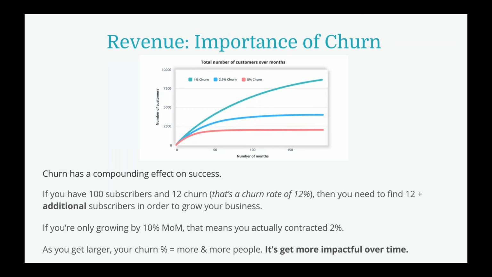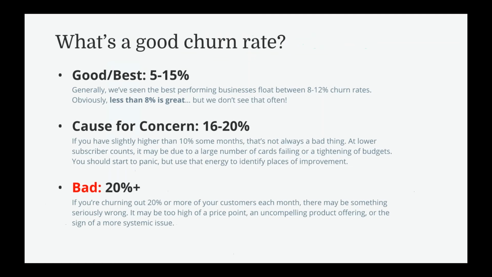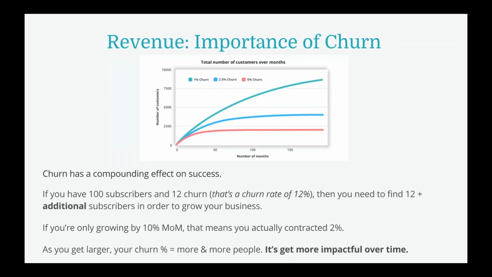Obviously, this depends on the rate at which you're growing. For example, if that 1% churn business was only growing by 1% each month, it'd have the same curve as the 5%. But understanding this compounding effect, and how taking this issue on as early as possible can affect your business 50, 100, 150 months down the line, and 5 years from now, this is one of the most impactful things that you can do.